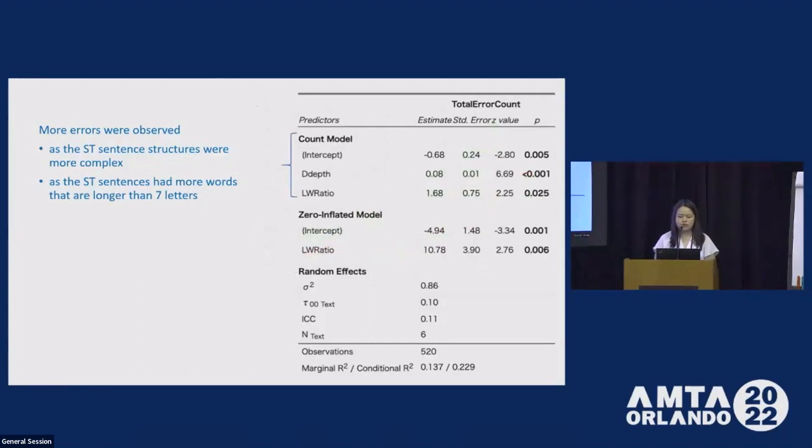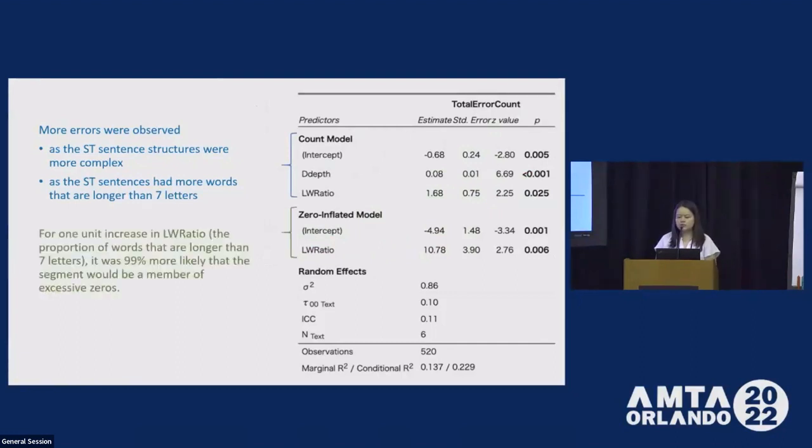Now, the ZI model only contained long word ratio. This model indicates that for one unit increase in long word ratio, it was 99% more likely that the segment would be a member of excessive zeros. I know it's complex. That is, simply put, when a segment had a greater proportion of long words, the segment was more likely to have 0 errors.